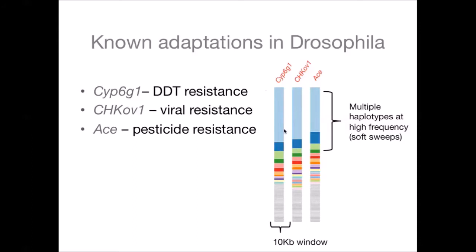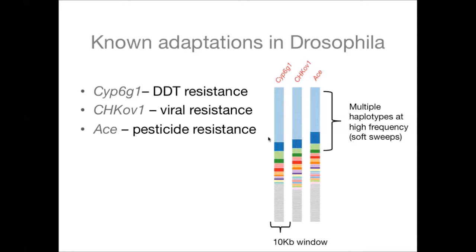In the case of ACE, we've seen multiple independent mutations arising in different parts of the globe and even in the same location. In the case of Chkov1, we know that we have a case of soft sweeps arising from standing genetic variation from a transposon element. And in the case of CYP6G1, again, we have multiple de novo mutations, but from transposon elements. So these are really well characterized and well studied in the literature.